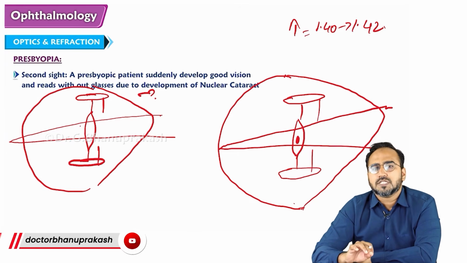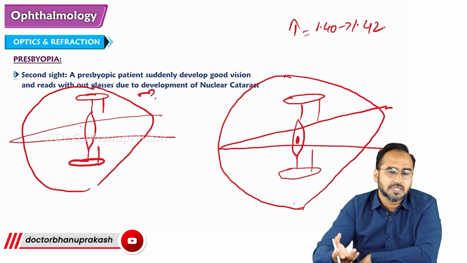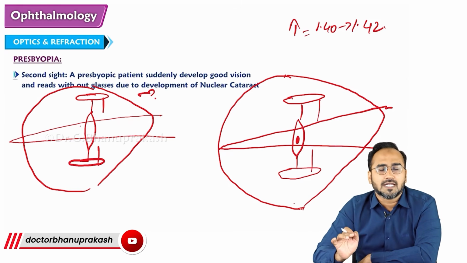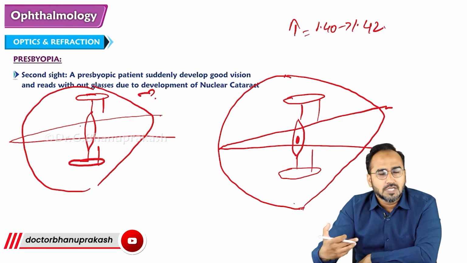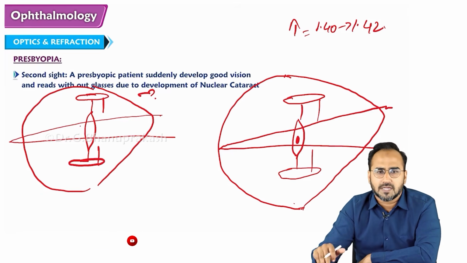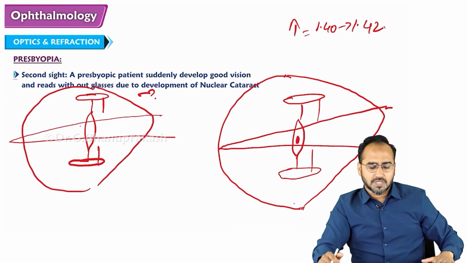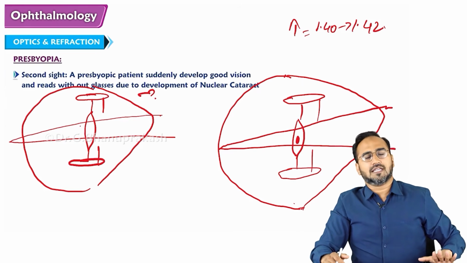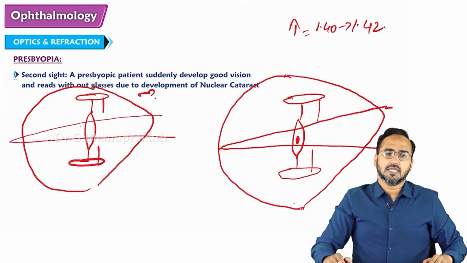You have to accept the sweet box and tell him the bitter truth that you have nuclear cataract. You have to undergo the surgery, and after surgery again you will be presbyopic. Okay, guys. So this was regarding the refractive errors. Thank you.